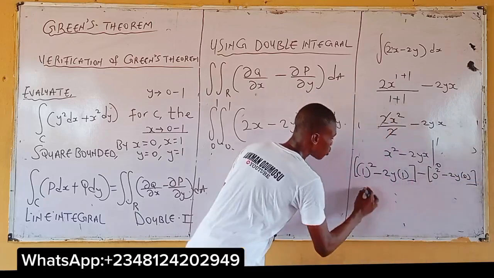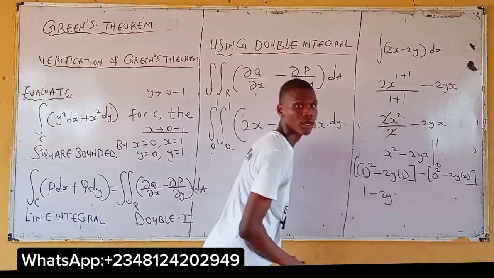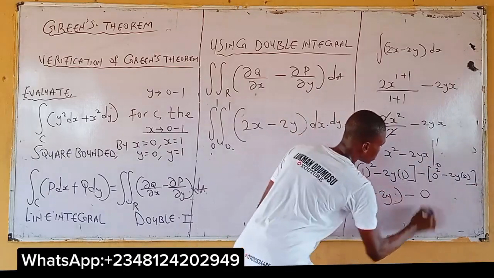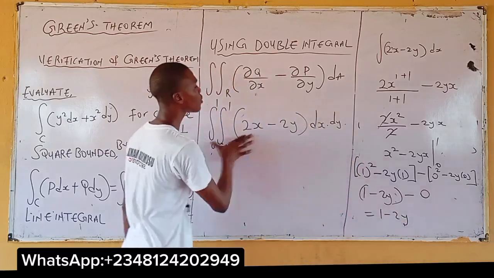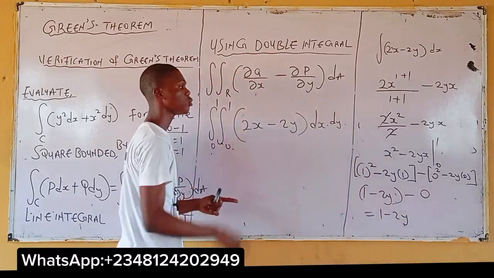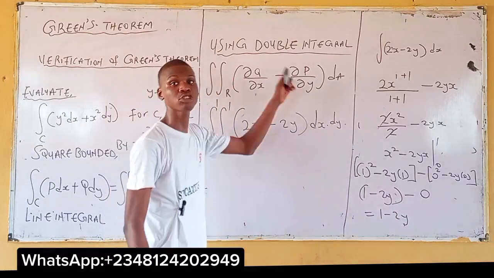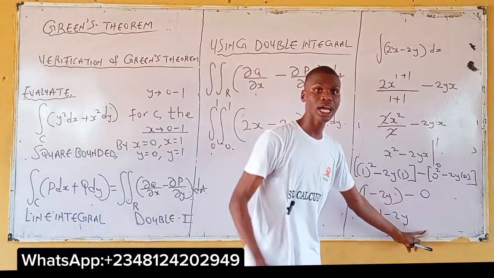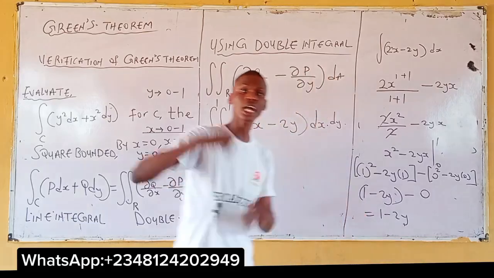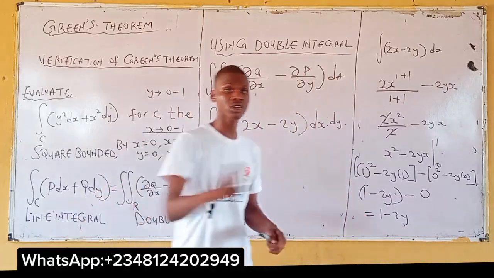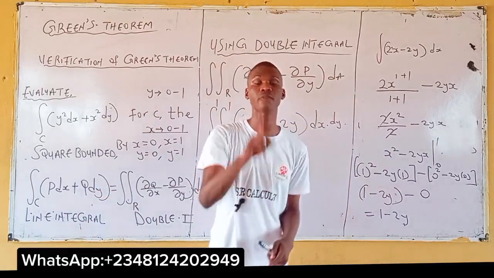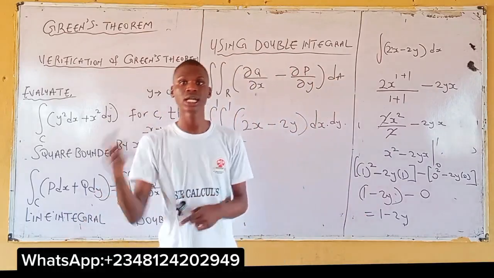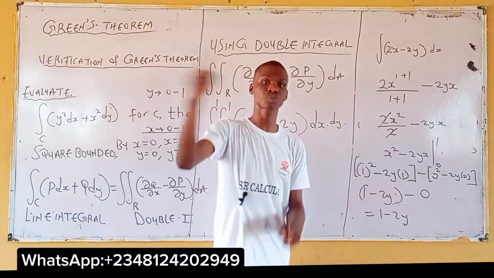Then this becomes what? 1 minus 2y minus 0, which is still the same thing as what? 1 minus 2y. Meaning that from here, I integrated with respect to x. Then I introduced my limit. I got this, right? That's my first integral. Then your second integral says that when you've integrated with respect to x, integrate with respect to y. The first one is integrate with respect to x. The second one is now what? Integrate with respect to y.